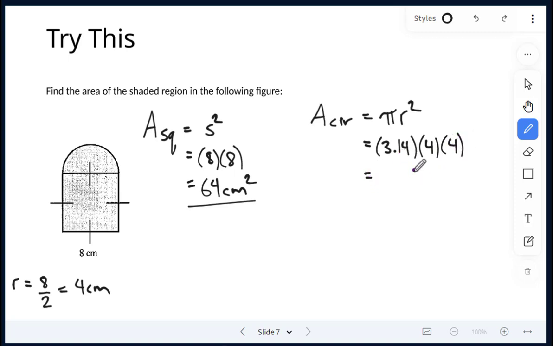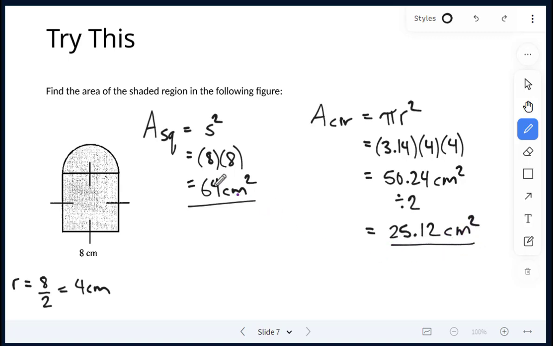All right, putting that in your calculator, 50.24 centimeters squared. But remember, that is for the full circle. We have to have half the circle, so we're going to divide that by 2 to give us 25.12 centimeters squared.